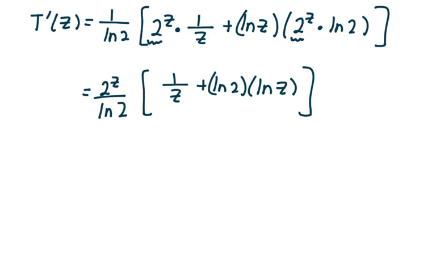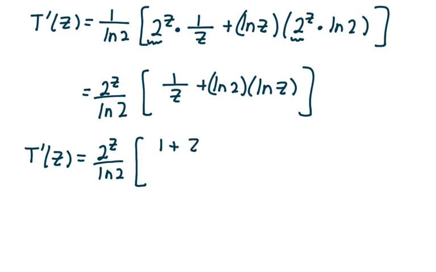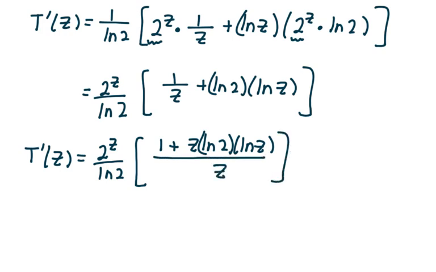And I would always double check with your instructor in terms of if your instructor wants you to get a common denominator or what have you. If you decide to get a common denominator, it'll look something like this. It'll be 2 to the z over natural log of 2 times the quantity 1 plus z natural log of 2 times natural log of z, all divided by z. So it would look something like that. And that is number 17.